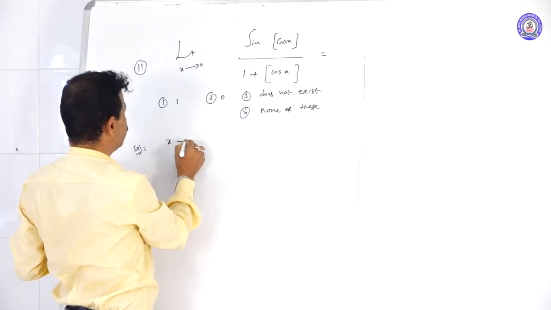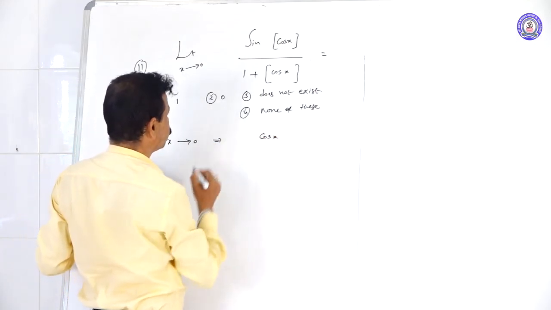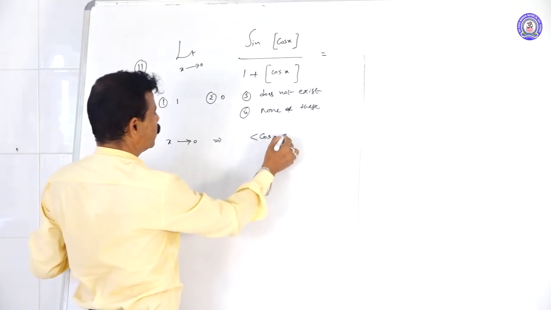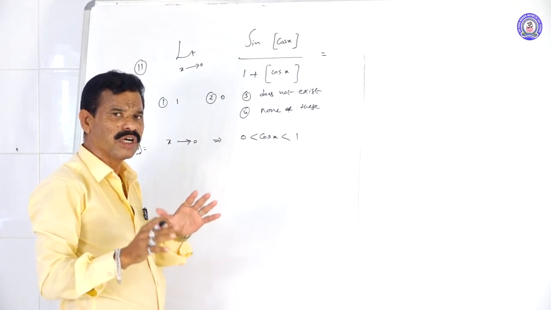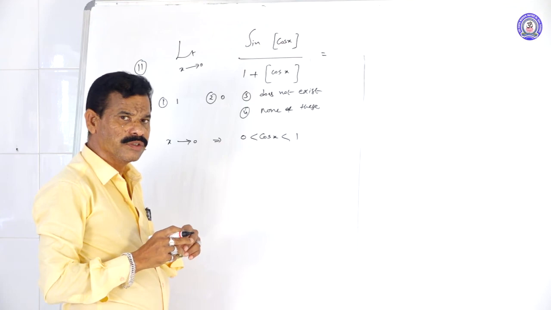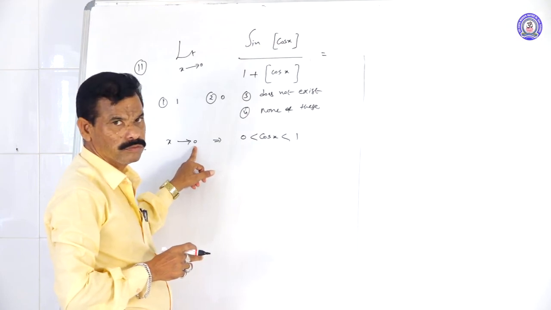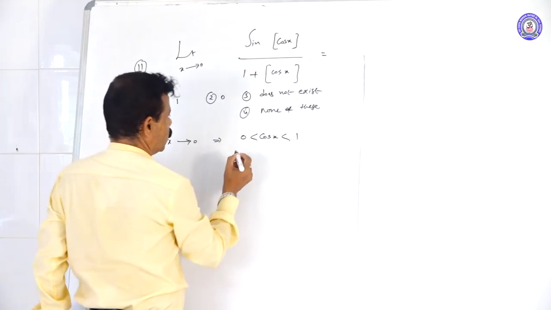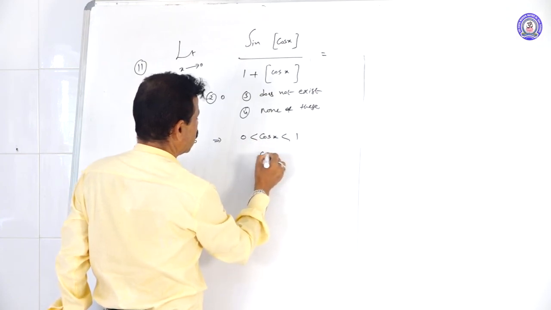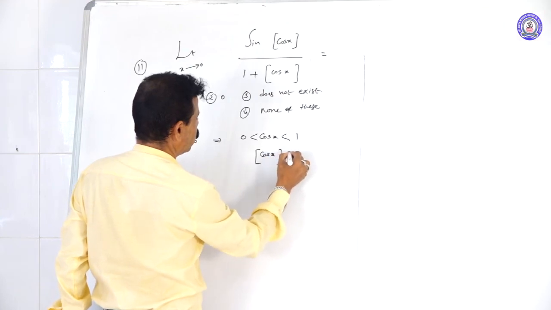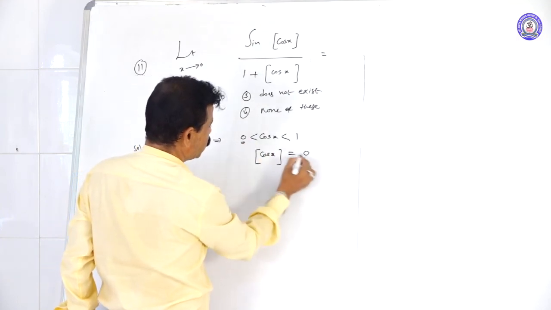Solution: x tends to 0. It implies the cos x value lies between 0 to 1. Cos function or sin function always lies between minus 1 to plus 1, but here it is 0 to 1 because x tends to 0. That's why cos x is from 0 to 1. The step function cos x is equal to 0, the minimum value here is 0. So that's why we consider 0.